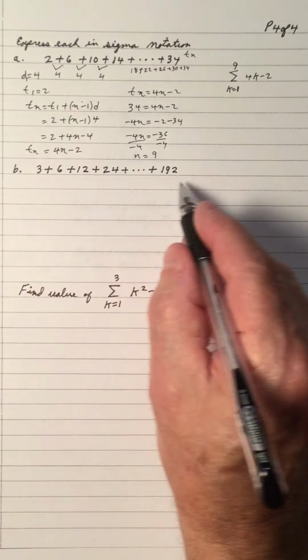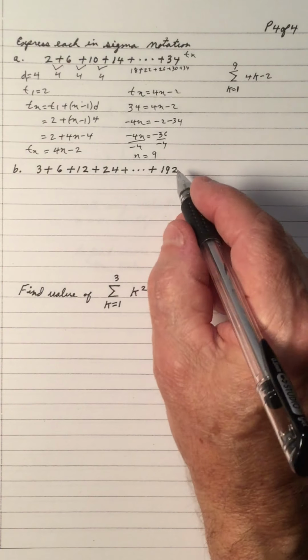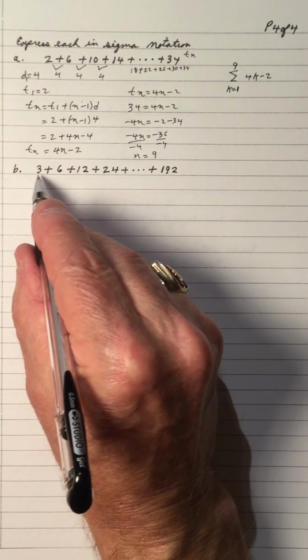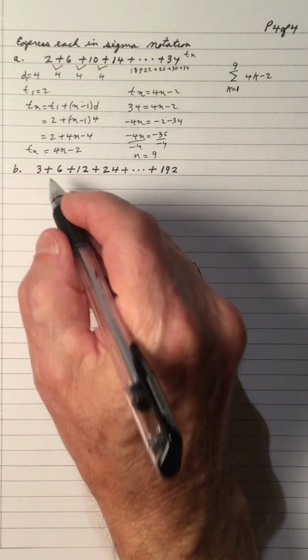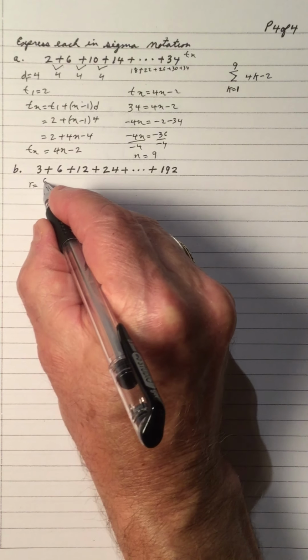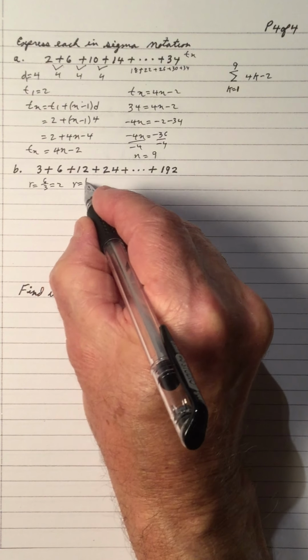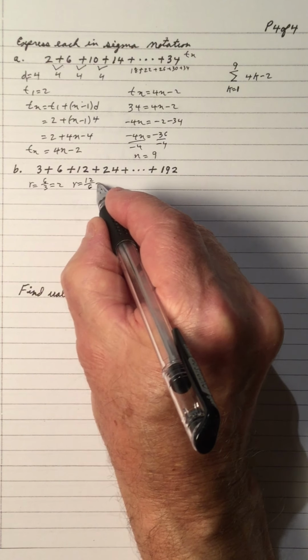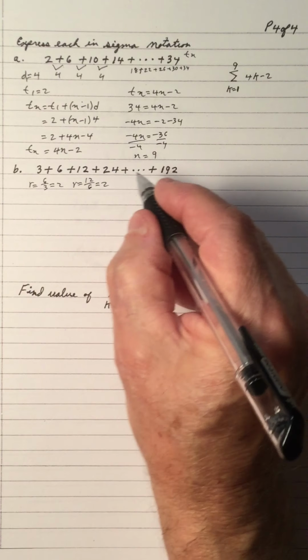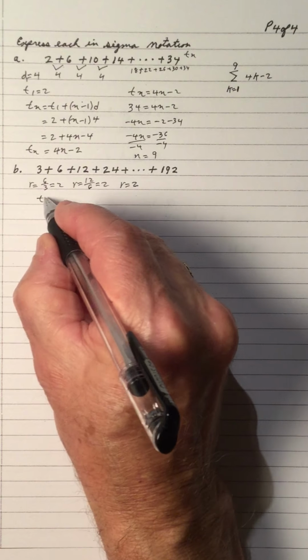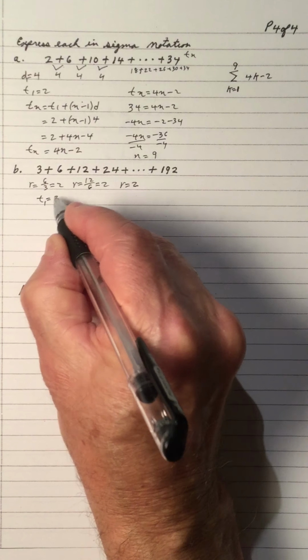And we have another one to do. Again, pause your video and work these out. Very similar again. This time, notice that it's being doubled, so we have a ratio this time. Ratio is 12 divided by 6, which is 2. So we have a ratio of 2, and the first term T1 is 3.